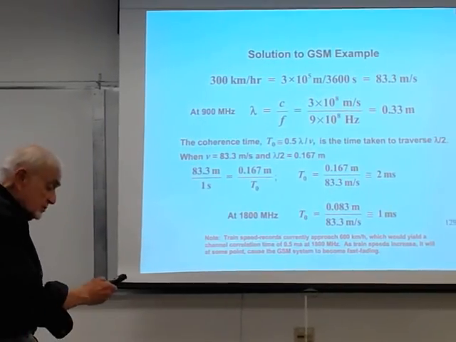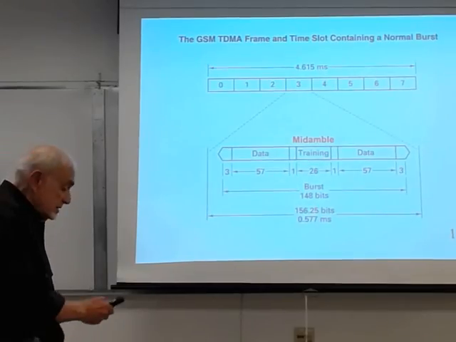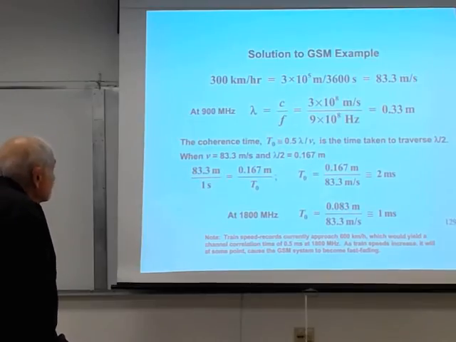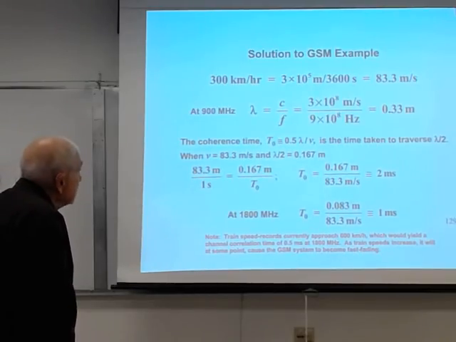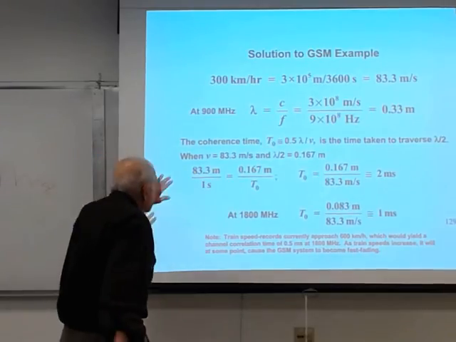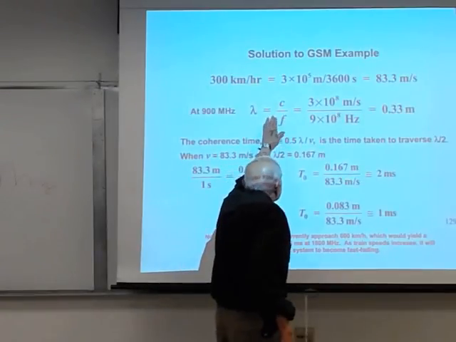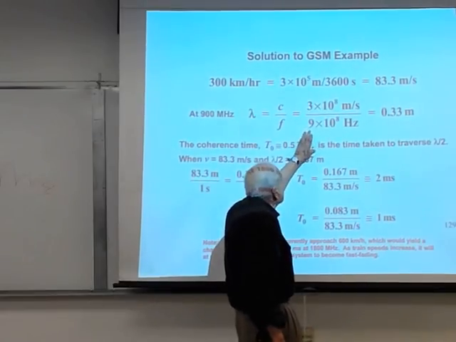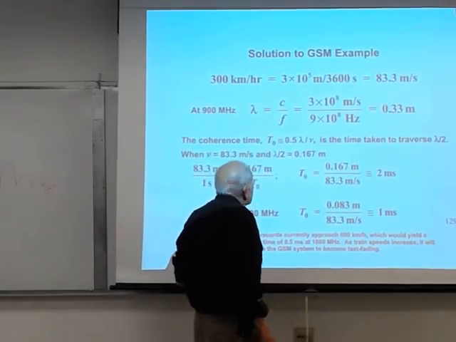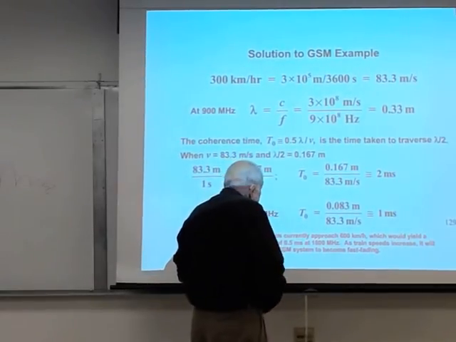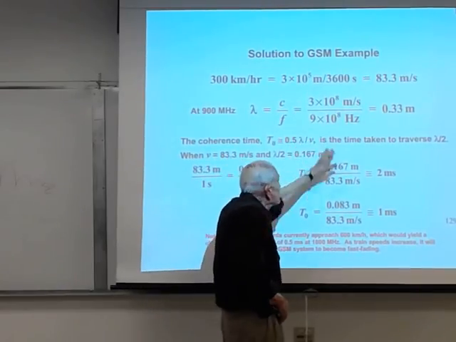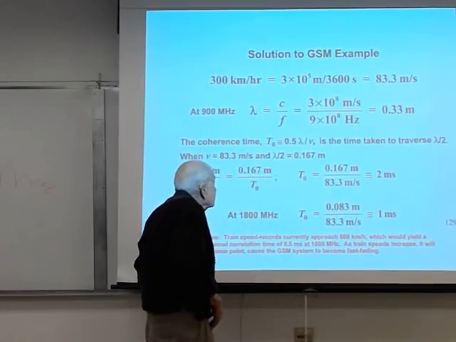Notice, and here's the solution to it. This is the sort of thing you might get on one of those certificate programs. If you're going 300 kilometers per hour on this train, that's the same as 83.3 meters per second. At 900 megahertz, lambda, the speed of light divided by frequency, is 0.33 meters.